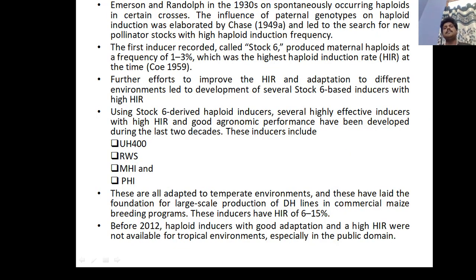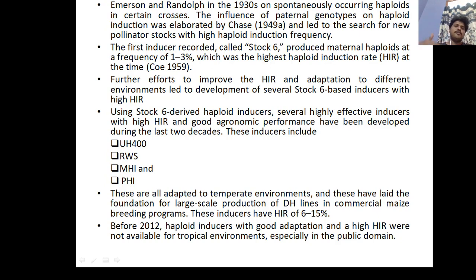Then Emerson and Randolph in the 1930s showed for the first time that haploids occur spontaneously in certain crosses. The influence of the paternal genotype on haploid induction was later elaborated by Chase and led to the search for more pollinator stocks with a high haploid induction frequency, because that is very low. The first inducer recorded, called stock 6, produced maternal haploids at a frequency of 1 to 3%, which was the highest haploid induction rate, HIR, at that time.